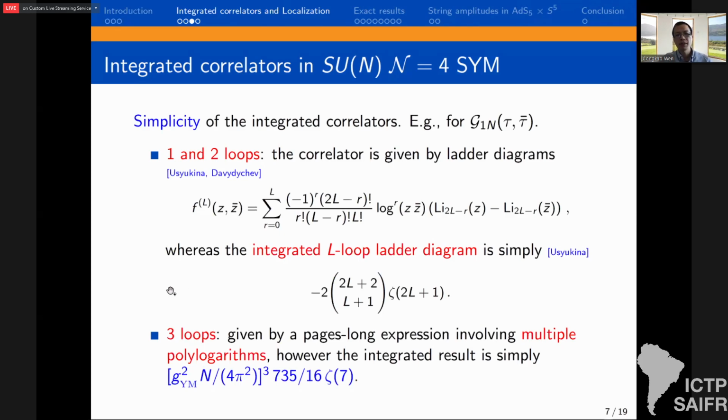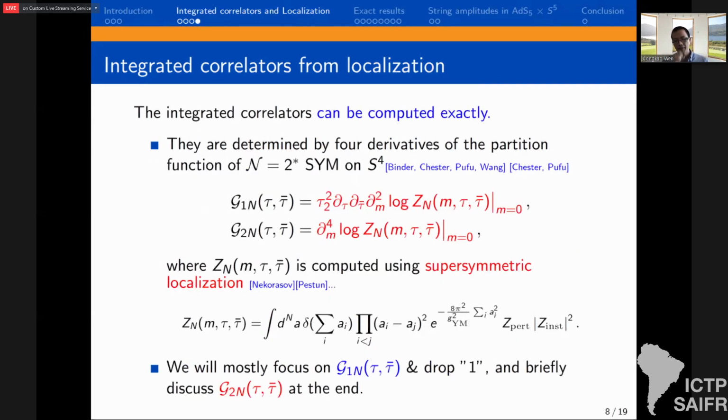Now at 3 loops, the correlator takes a much more complicated expression, way more than just the ladder diagram. It contains so-called multi-polylogarithms and so on. But we found that if we take that really complicated expression and integrate over this measure, everything collapses, and you just get a zeta 7 with a rational coefficient. But let me emphasize again, we really want to compute the correlator exactly, not order by order in perturbation.